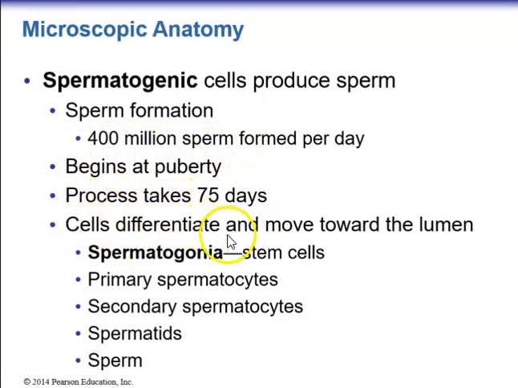Now, cells will differentiate and move toward the lumen of the seminiferous tubules. We have stem cells, which are called spermatogonia. Stem cells will then become primary spermatocytes, then secondary spermatocytes, spermatids, and eventually what we know as sperm.